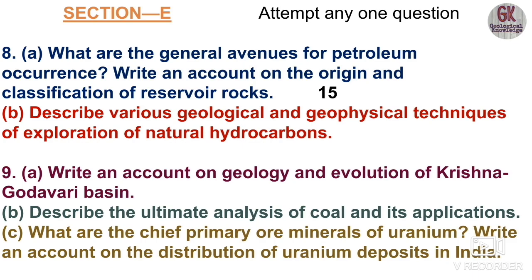9c is what are the chief primary ore minerals of uranium. So currently I remember one, that is pitchblende, okay, or it's known as uraninite. So I think pitchblende is the main ore mineral from which the uranium is being extracted. But there are other minerals also, I don't remember the exact names of them. You can just have a look at that and you will write down.